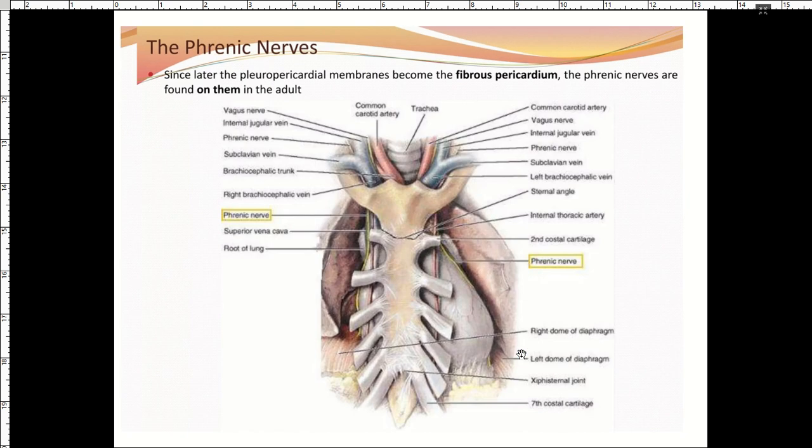So let's take a look. Gross anatomically, this is going to be your sternum and your ribs. They should have removed this, but we can appreciate this is your fibrous pericardium surrounding your heart. And then you're going to have these right and left phrenic nerves. You can actually see them. Very important and very clear.